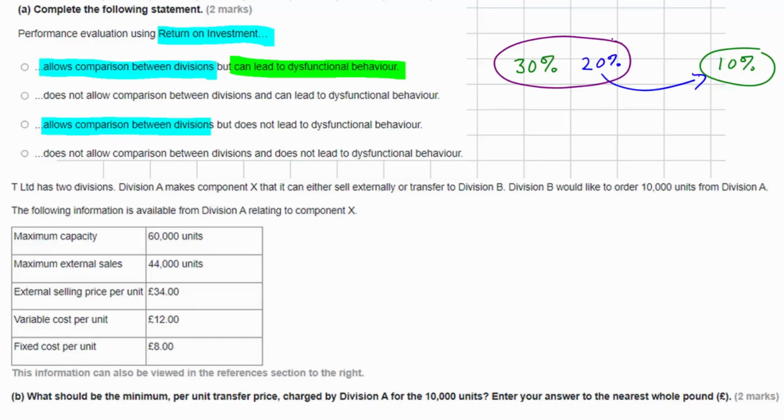But having said that, it's still going to be great in terms of what the shareholders want. So that's where we get our dysfunctional behavior. We may make the wrong decisions because it will make our return on investment smaller, even though overall it would be a good thing for the owners.